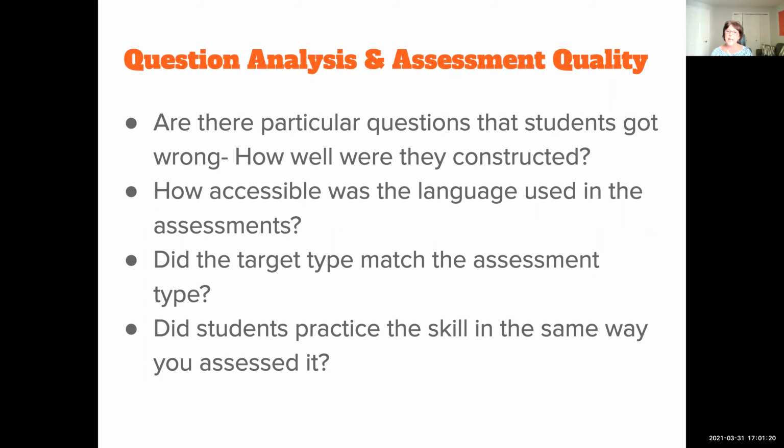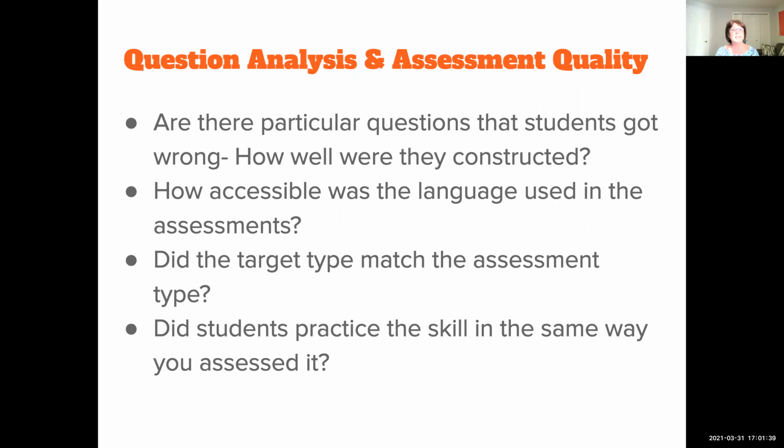Did the target type match the assessment type? Like I said, did the students practice it in the same way you assessed it? Or did you not teach it very well? Was your teaching not aligned with the way you asked the question? And that's how we revise our assessments.